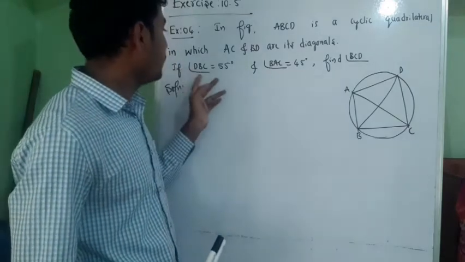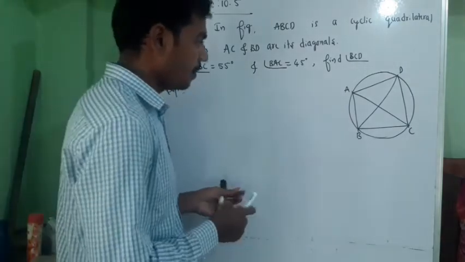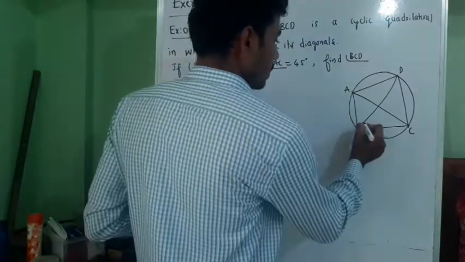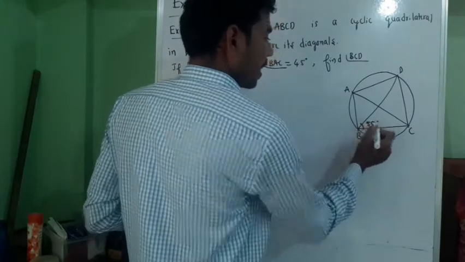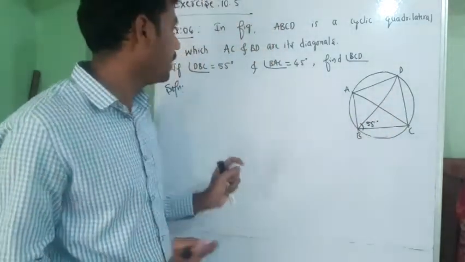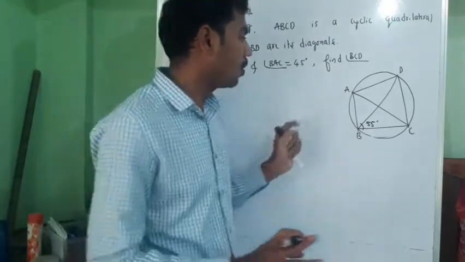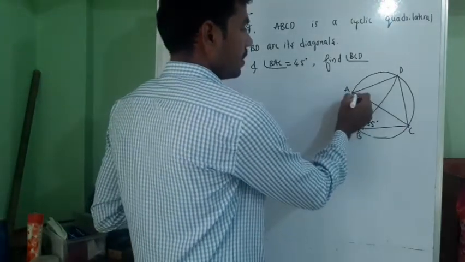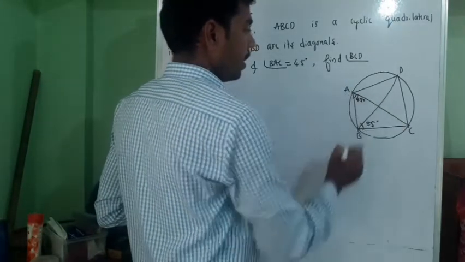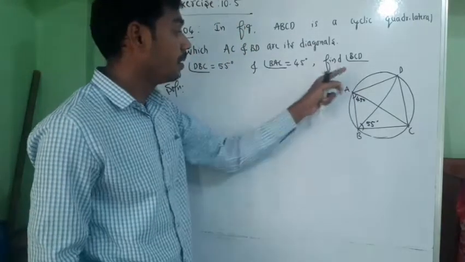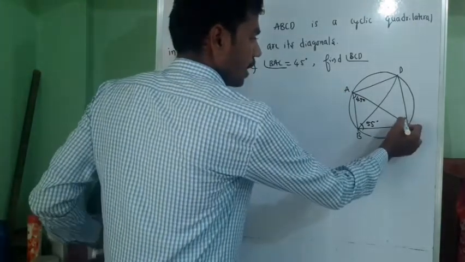If angle DBC, where is angle DBC, is equal to 55 degrees, and angle BAC is equal to 45 degrees, then find angle BCD. This I need to find.